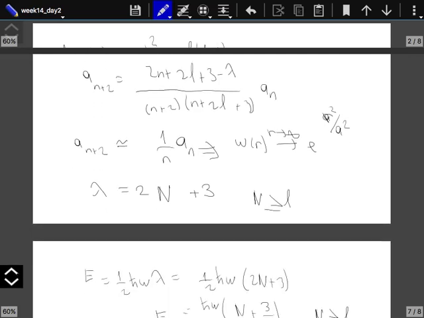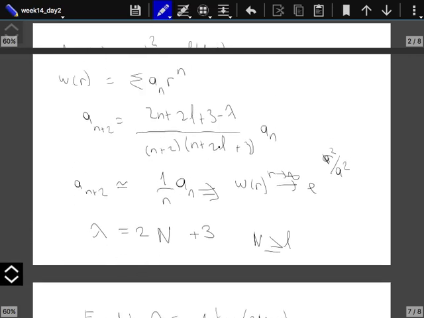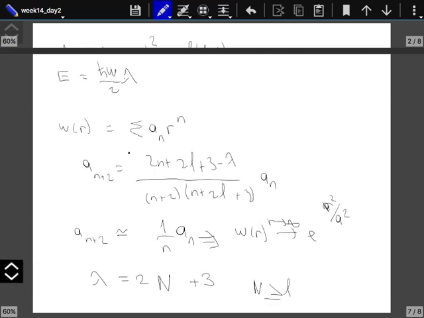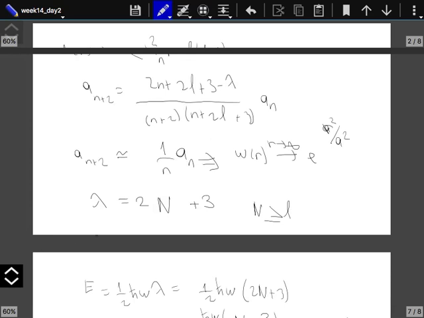Well, there's a slight detail here that I didn't mention. You see, this capital N, here we have this recursion relation between the coefficients. And so this recursion relation should terminate at some value of N and L. For a given value of L, it should terminate at some value of N. So this capital N should be N0 plus L.